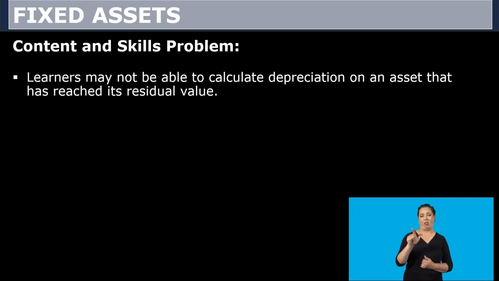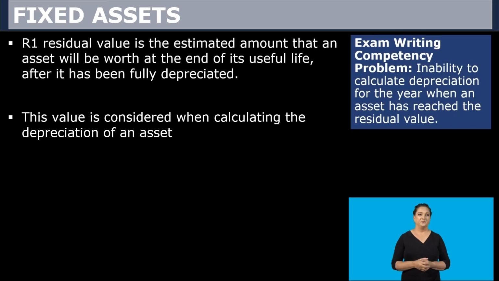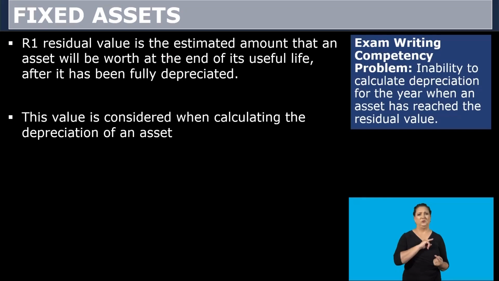Okay, so here are some content and skills problem. And then what is this 1 rand residual value? It is when an asset has reached the end of its useful life. It is when the asset can no longer depreciate. 1 rand residual value is the estimated amount that an asset will be worth at the end of its useful life after it has been fully depreciated. This value is considered when calculating the depreciation of an asset.